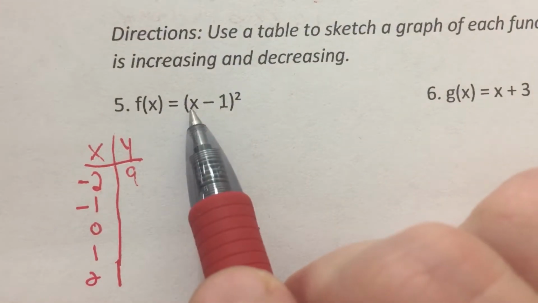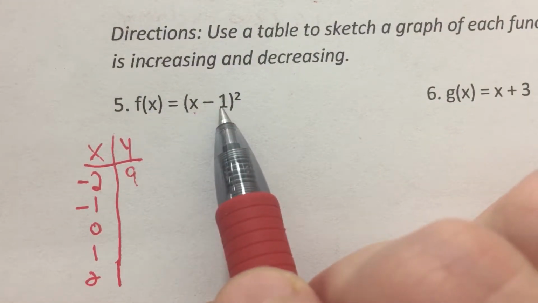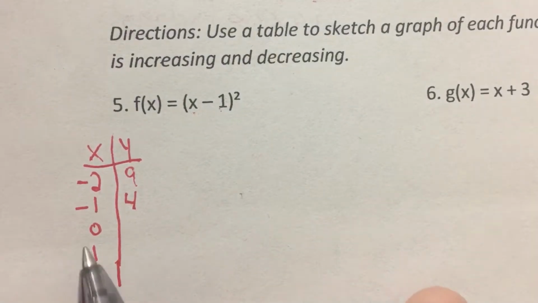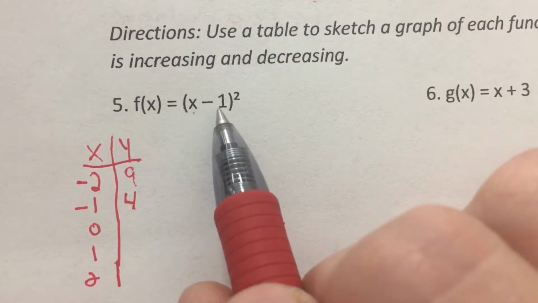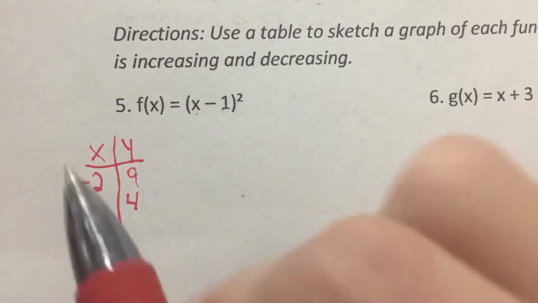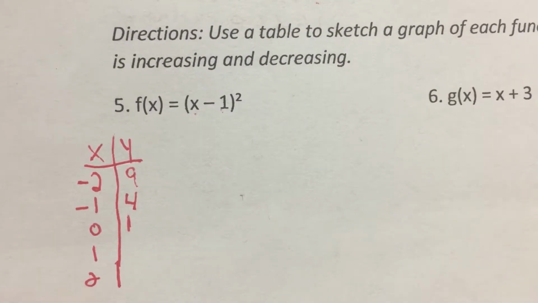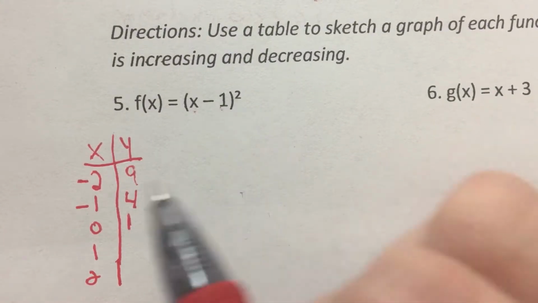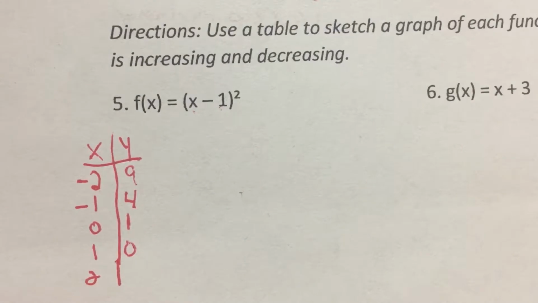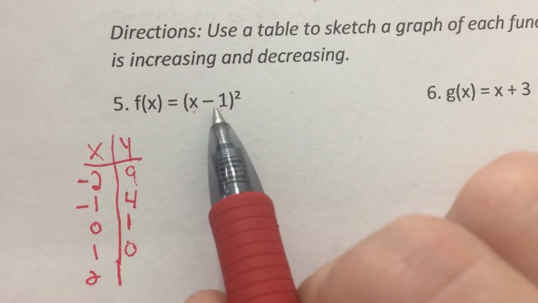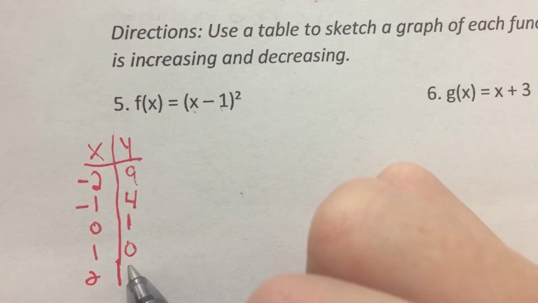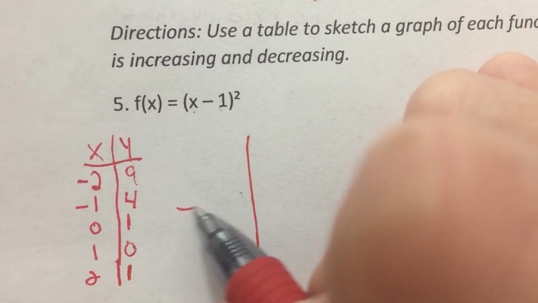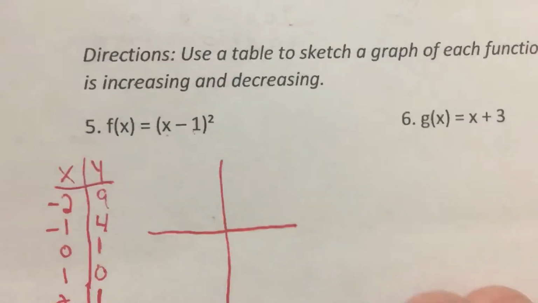If I take -1 and plug it in, -1 minus 1 is -2. -2 squared is positive 4. If I plug in 0, 0 minus 1 is -1. -1 to the second power is positive 1. If I plug in 1, 1 minus 1 is 0. 0 squared is 0. And if I plug in 2, 2 minus 1 is 1. 1 to the second power is 1. So I think this gives me a general idea what this graph looks like.